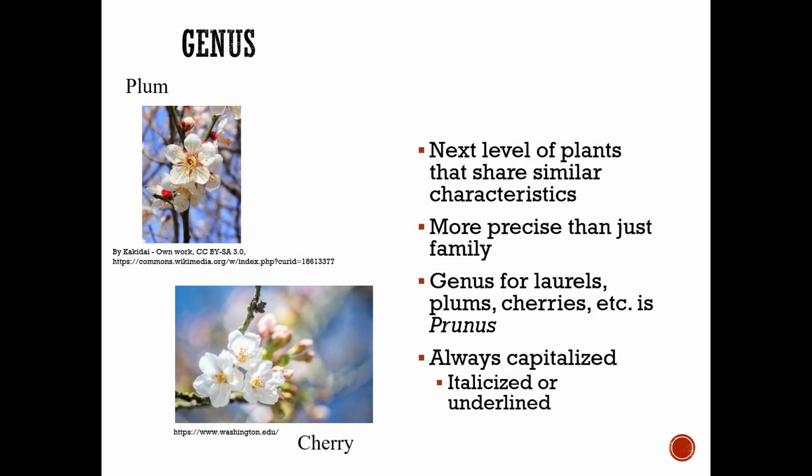Genus is the next level of plants that share similar characteristics. It's more precise than family. The genus for laurels, plums, cherries, etc. is Prunus. Always capitalized and italicized or underlined.